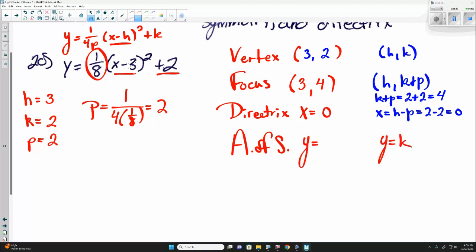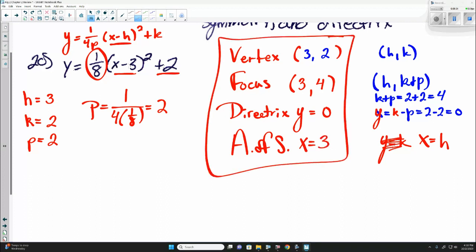Axis of symmetry is represented by the equation y equals k. K value is 2. Nope, sorry. That's off. Because the directrix should be y equals k minus p, which gives us this here. And the axis of symmetry for this here should be x equals h. X equals 3. That's the correct one.